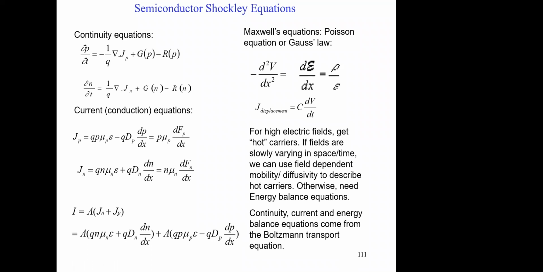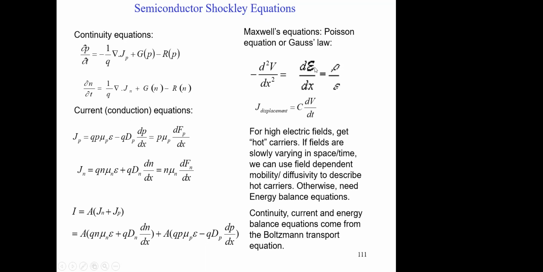Okay. Now, in addition to these equations, to solve device problems, we have to invoke the Maxwell's equations, which hopefully you remember from E325. But luckily, we only have to worry about one of the four Maxwell's equations, and that's the Poisson equation or Gauss's law, which tells you that the divergence of the electric field, dE/dx, E is electric field, is given by the enclosed charge divided by the dielectric constant. So this epsilon is the dielectric constant.